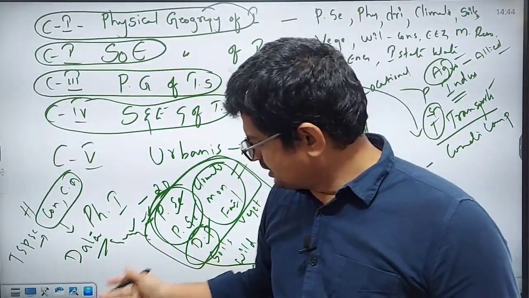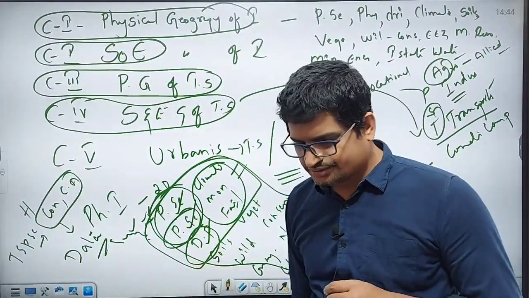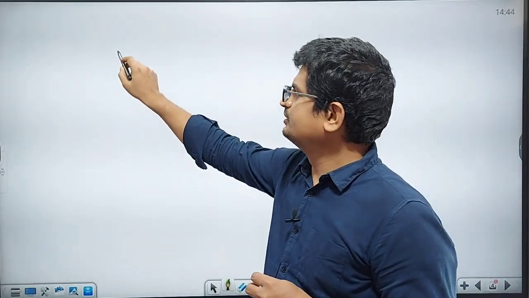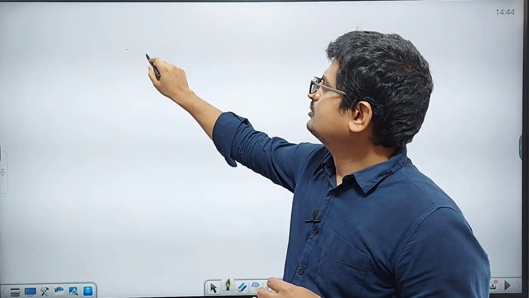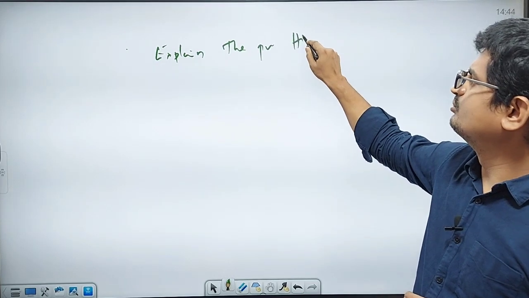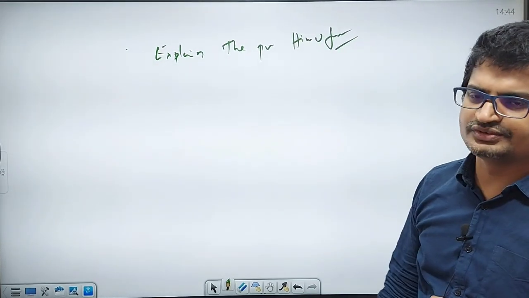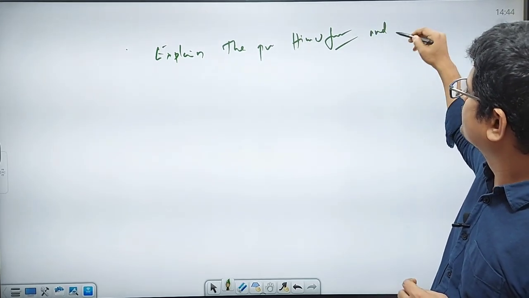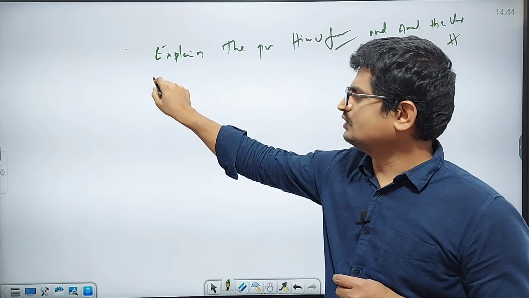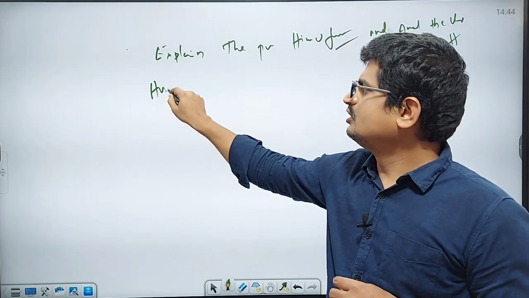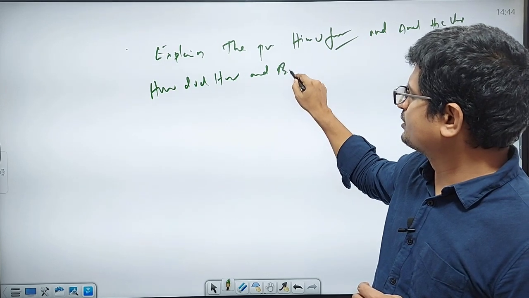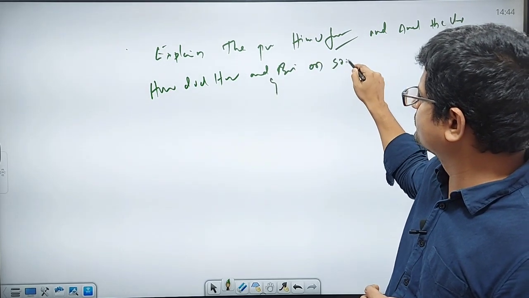For example, take any concept, physiography. Before starting the lesson, I will give you some example questions, like: explain the process of Himalayas formation, and analyze the classification of Himalayas, or how were the Himalayas formed, and give a brief account of the significance of Himalayas.